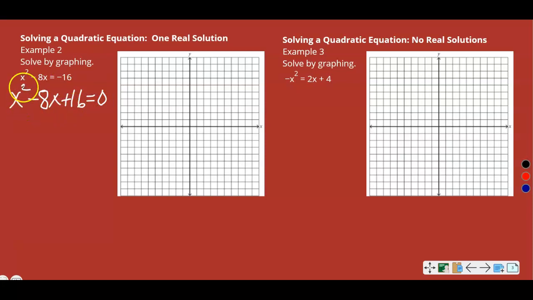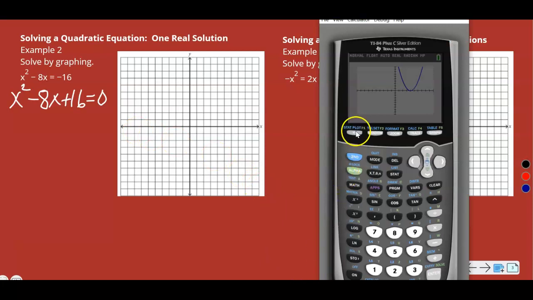Remember, standard form is ax squared plus bx plus c equals 0. A, b, and c are just numbers. So this puts it in standard form. And again, we can use our calculator to quickly graph it. So you can see I've got x squared minus 8x plus 16. And I hit graph.